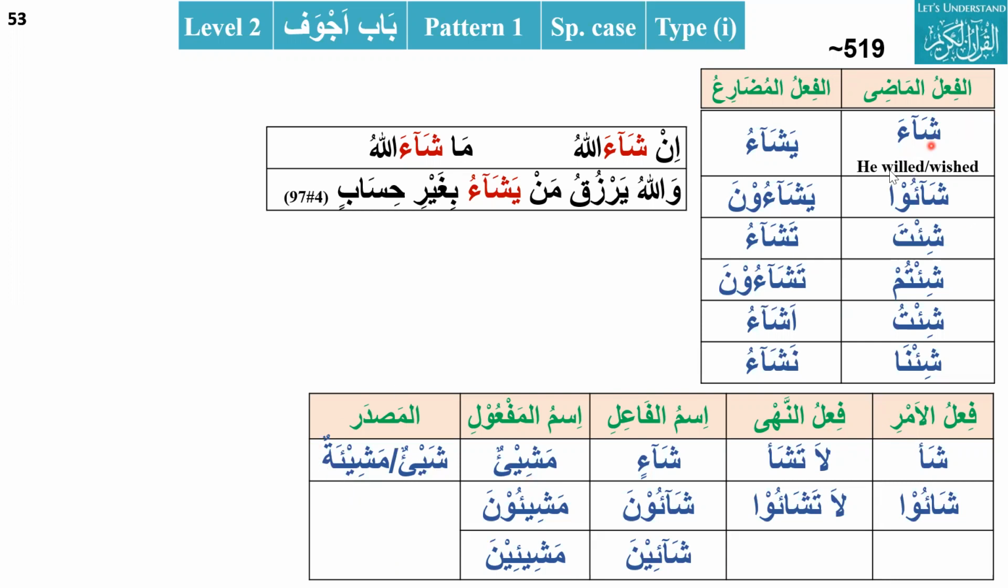Okay. Sha'a means he willed or wished. Yasha'u, he wishes, he will, or he will wish. Asha'u, I wish or I will wish. Nasha'u, we wish or we will wish. Shi'ta, you wish or you will wish. You wish. Okay, you wish.